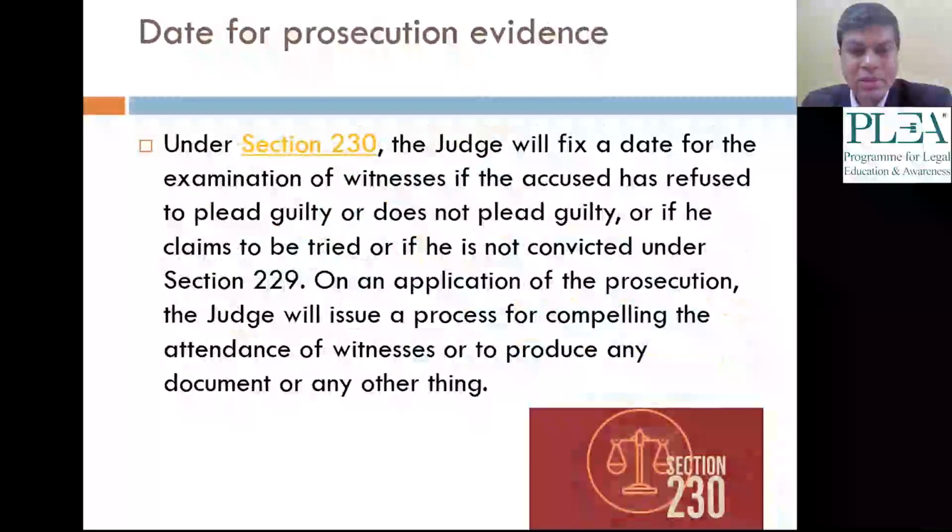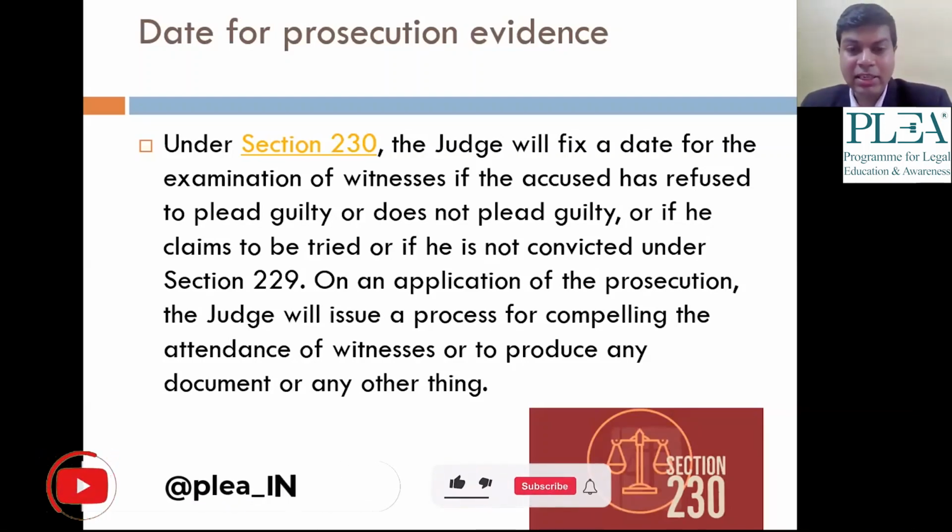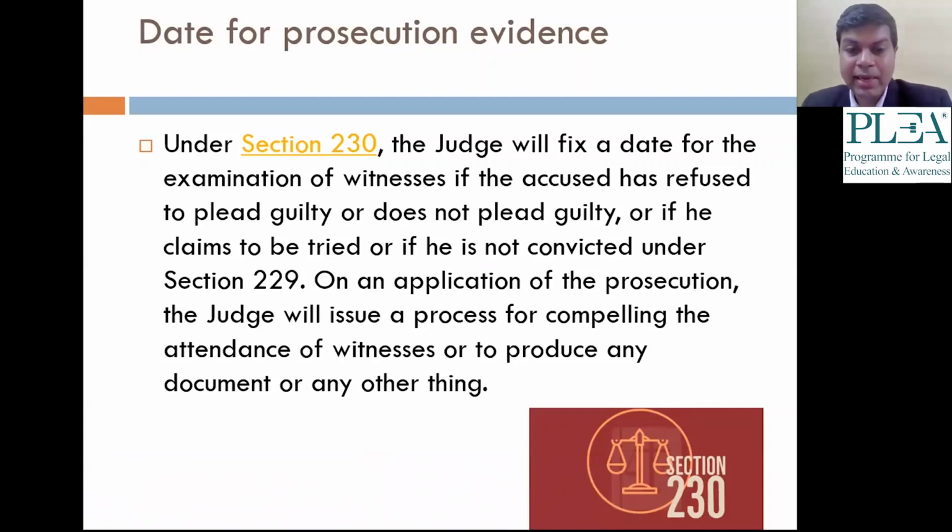Date for prosecution evidence. Under section 230, the judge will fix a date for the examination of witnesses. If the accused has refused to plead guilty or does not plead guilty, or if he claims to be tried, or if he is not convicted under section 229, then on an application of the prosecution, the judge will issue a process for compelling the attendance of a witness or to produce any document or any other thing.